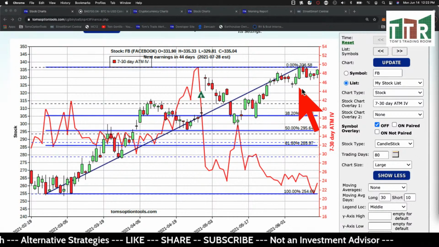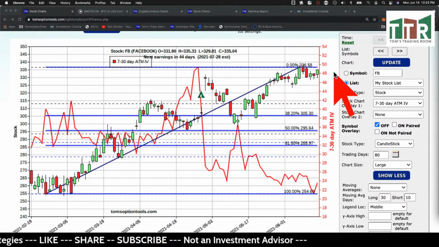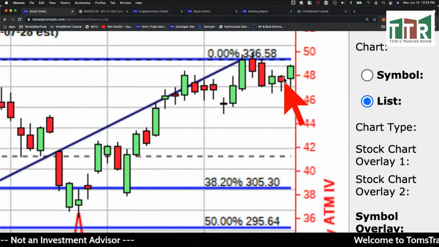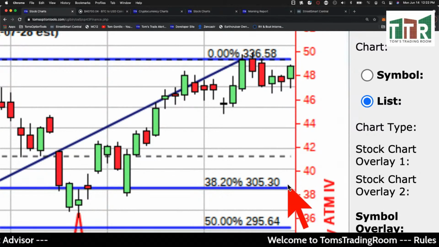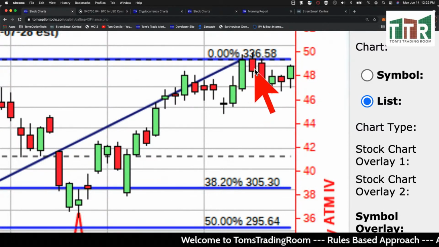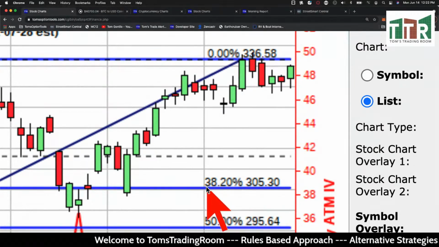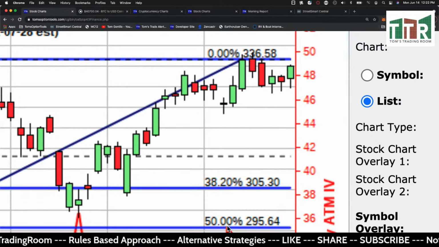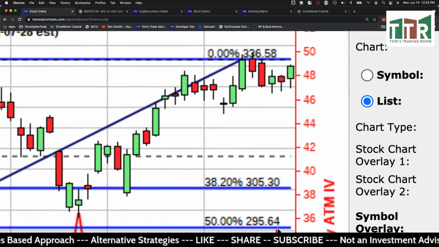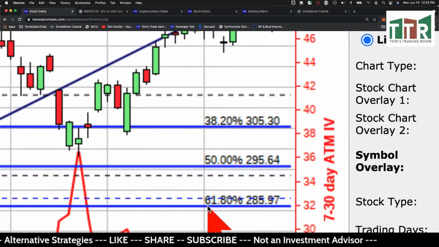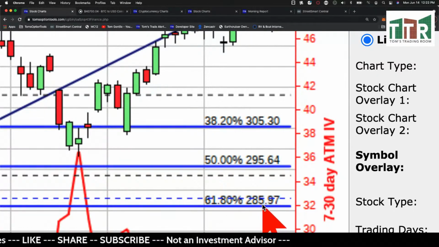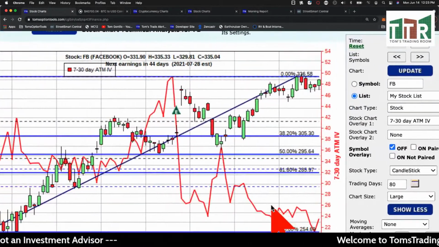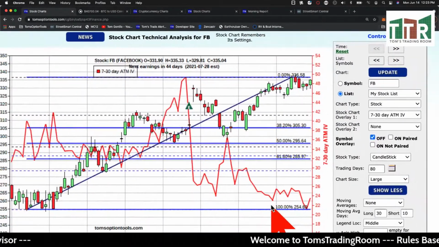All right, so we see Facebook, we see this Fibonacci area. Let me blow it up for everybody so you can really see it, for those of you looking at this on a phone. 336.58 is the high that has occurred this year. 305.30 is your level 1 buy as a Fibonacci trader. 50% off gives me a level 2 buy at 295.64. And then level 3 is a 61.8% retracement at 285.97. So that's what we see when we look at Facebook and those Fibonacci opportunities.